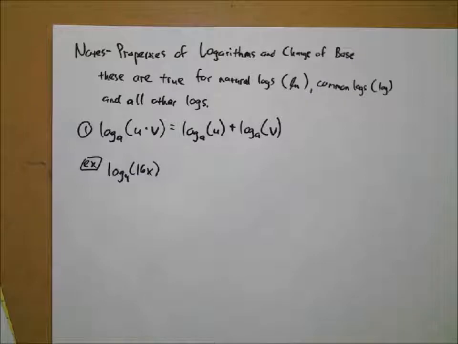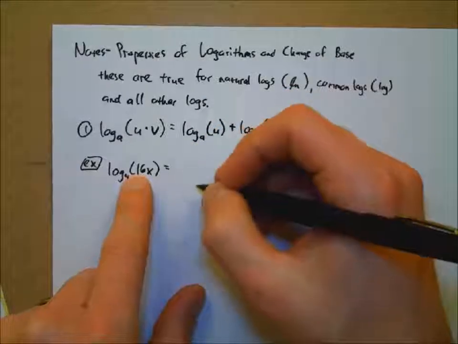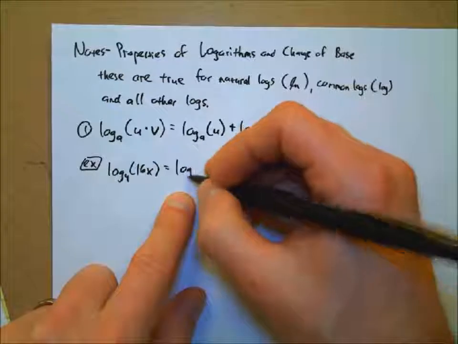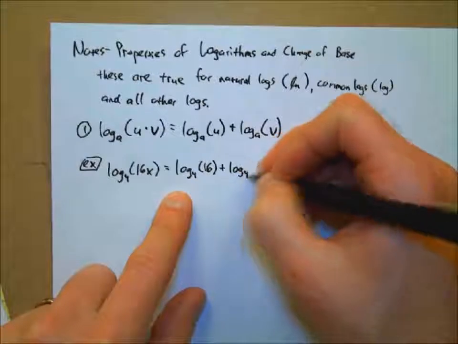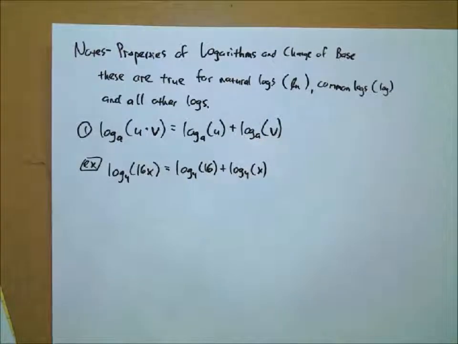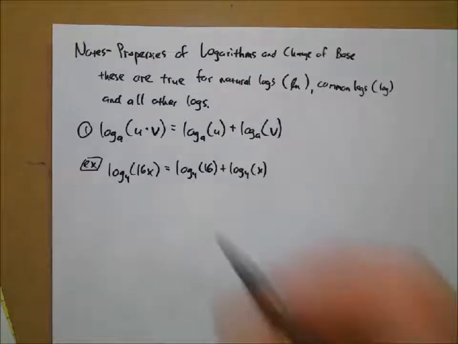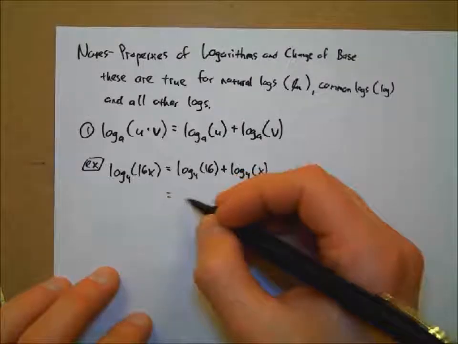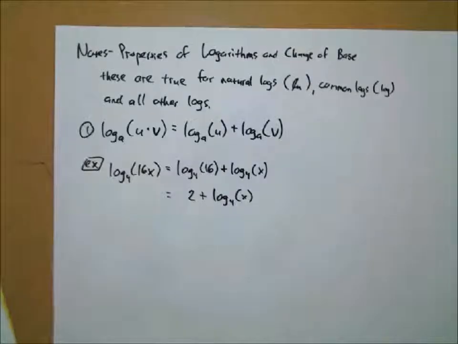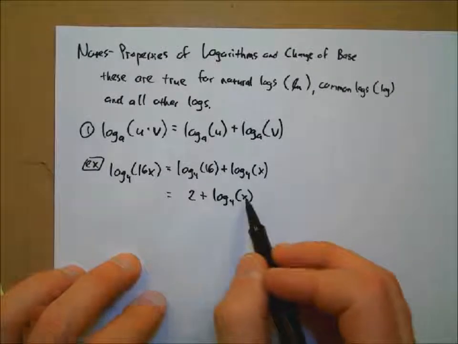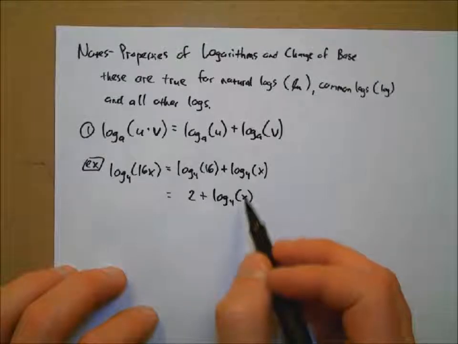It's kind of weird. But we can use our properties here. Since it's 16 times x, we can use that property and say this is the same thing as log base 4 of 16 plus log base 4 of x. Now that it's split up, we can evaluate. Log base 4 of 16, we already said was 2. So this is equal to 2 plus log base 4 of x. And so there's our answer. That's as simple as we can get, because log base 4 of x, we really can't evaluate. We don't know enough about x to be able to simplify that any further.